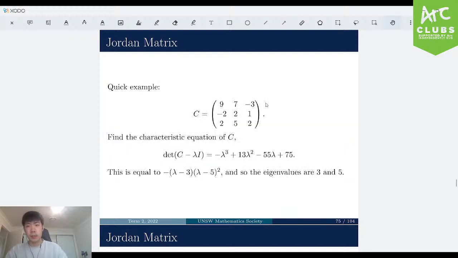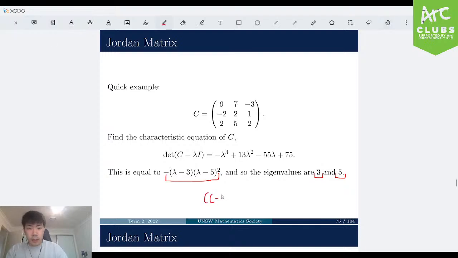So let's take a look at some examples here. Okay? So again, we're looking at the matrix C. If you go ahead and find its characteristic polynomial, you will get this, which means that it has eigenvalue of 3 and eigenvalue of 5. Okay? Now, in the next 2 slides, we will consider what C minus 3I looks like and what C minus 5I looks like. And as you raise its power up, we will investigate the nullities at each step.